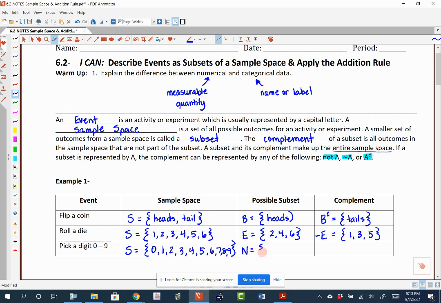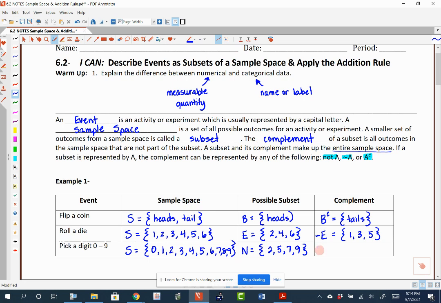Maybe I look at something, I'll call it N. Maybe I look at 2, 5, 7, and 9. Maybe that's a pattern. Maybe those numbers mean something to me. Maybe it's a part of your phone number. It's just a possible subset.